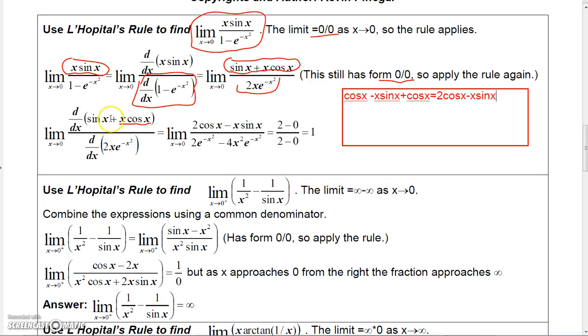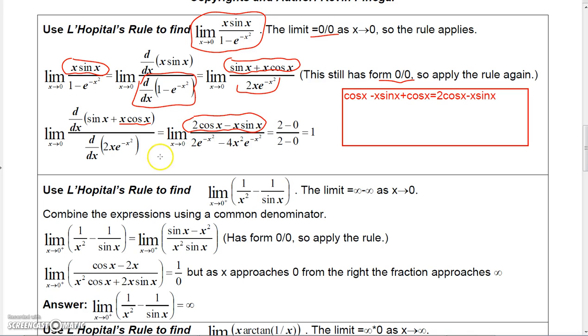So here, let me show you. Take the derivative of sine x, and you're going to get cosine x. And then when you take the derivative of x cosine x, if you take x times the derivative of cosine x, you're going to get minus x sine x. And then you take cosine x times the derivative of x, you're going to get cosine x. Add the two cosines together, you get 2 cosine x minus x sine x. And so that's how I got this numerator.